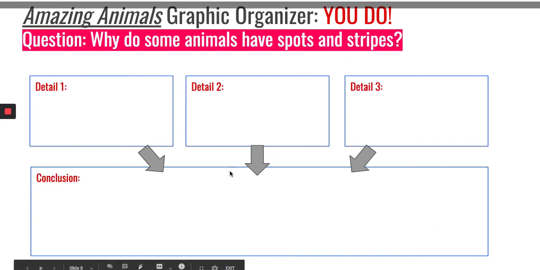then come to a conclusion down here from all 3 of those to answer the question, why do some animals have spots and stripes? It's probably not just for fun and to make them look pretty. There's probably a reason. So go ahead and find those 3 details and form a conclusion of why some animals have spots and stripes. You can go ahead and pause this video if you have your paper and pencil and do that on your own. And I'm actually going to play a cool video that's going to answer this question for us. So go ahead and pause this and begin making your organizer.